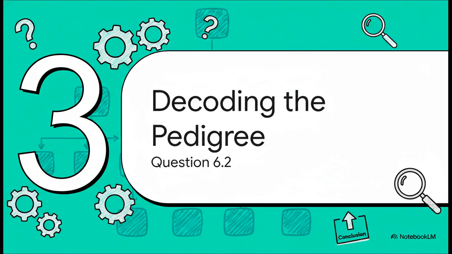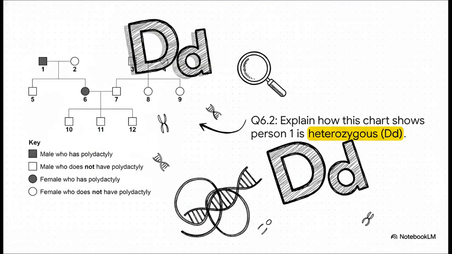Now we have to apply that knowledge to our family tree. This is all about using the evidence in front of you to draw a logical conclusion. Right. So the question wants us to prove that person 1, that male up in the top left, is heterozygous, which just means he has the genotype Dd. The answer isn't a guess, it's right there in the chart. You just have to know how to read the clues.